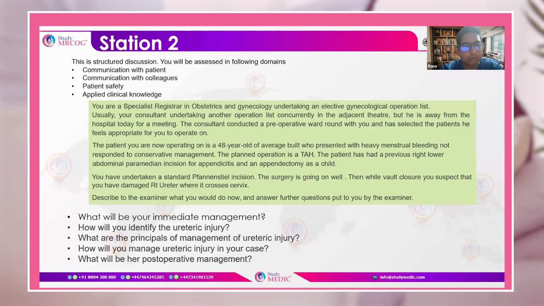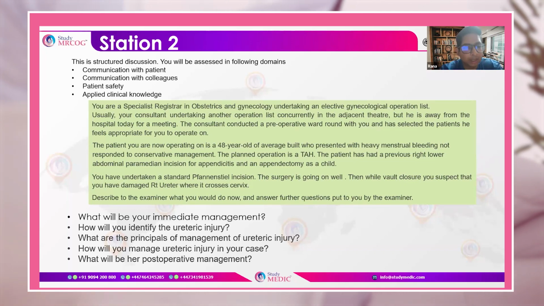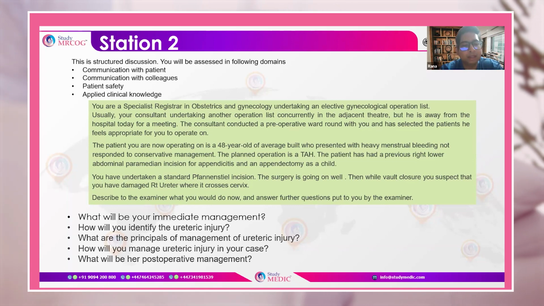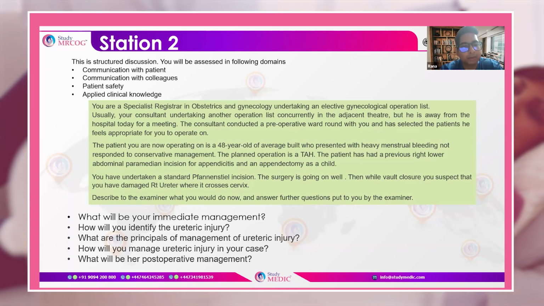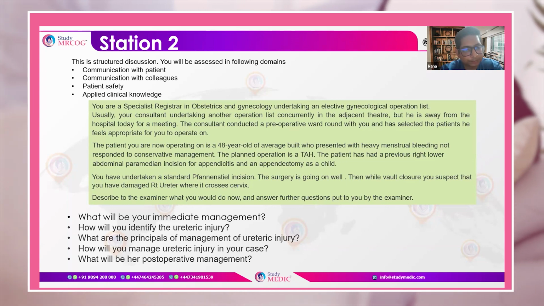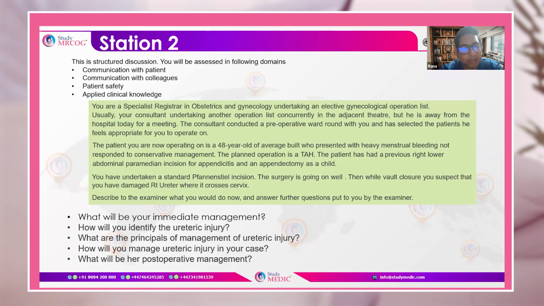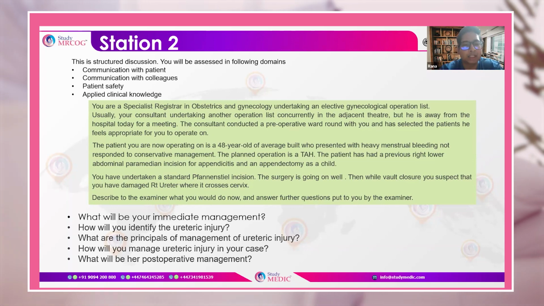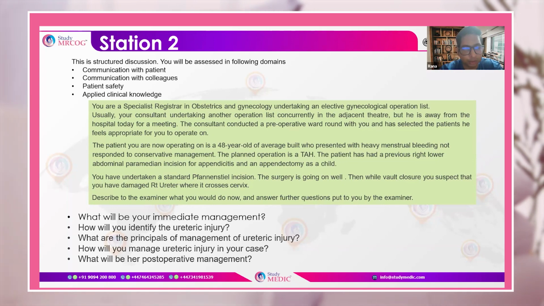Usually, this is the first question they ask regarding this, and they will then ask you some basic questions regarding the ureteric management, like how to identify ureteric injury, principles of the surgery, what are the management options, what are the post-operative care. So often in a structured discussion, the first question comes as your immediate management, to see how effective you are in a practical scenario.